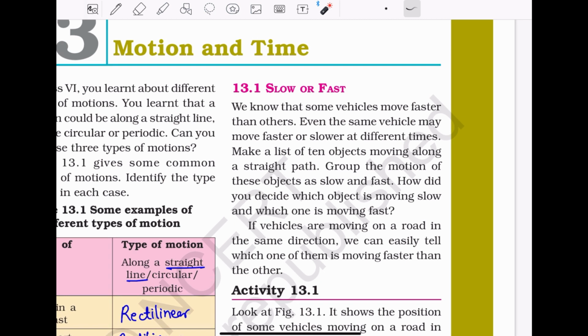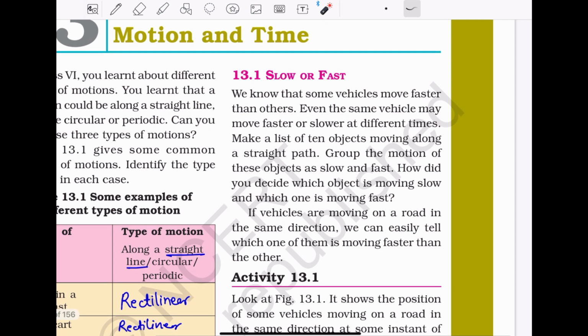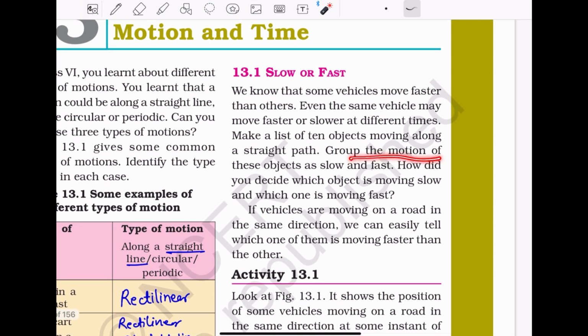Make a list of 10 objects moving along a straight path. Group the motion of these objects as slow and fast. How did you decide which object is moving slow or which one is moving faster?